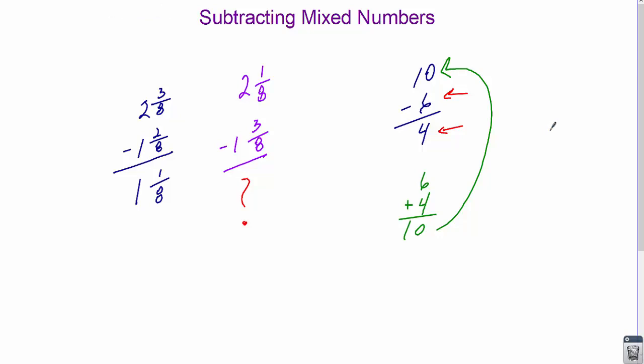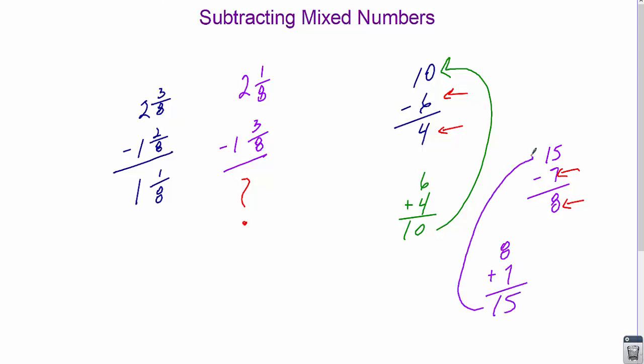If you had 15 take away 7, that's going to give you 8. If I take the 8 and the 7 and I add them back together, I get the 15. So you can always check a subtraction problem by taking the answer, adding it to the amount you were taking away, and what you'll get is the amount you started with. So we're going to do that on each of our problems as a way of checking our work.